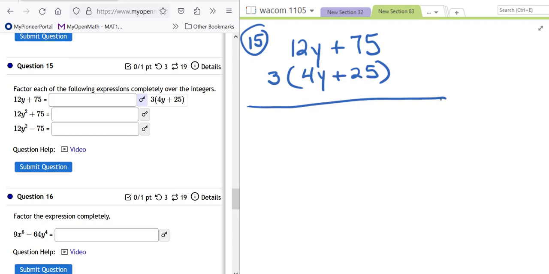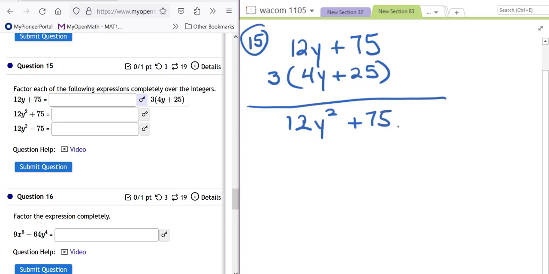So all we could do is GCF, but it factored. Right, the next one, all right, we can do GCF here. Now this one is a 2. So a little different than that one, but we can still do GCF. This will give us a 4y squared plus 25, right?